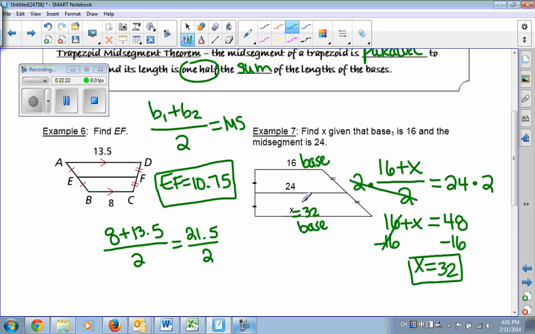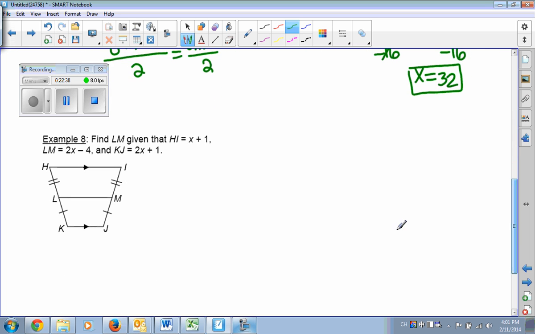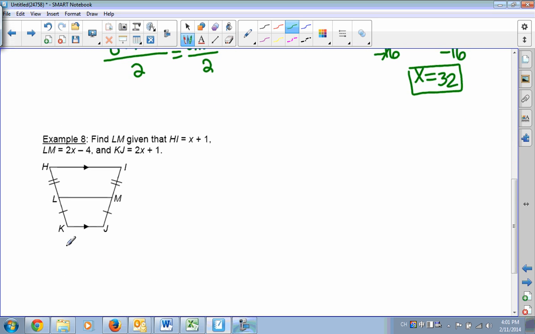So doesn't it make sense that this, the X, is the bigger of the 3 numbers? Yeah, why does that make sense? It's the longest side. The longest base will be the biggest number. The mid-segment will come in between, obviously, the 2 bases, and the 16 is the smallest. Very good. Okay, last problem. Put that off your screen.